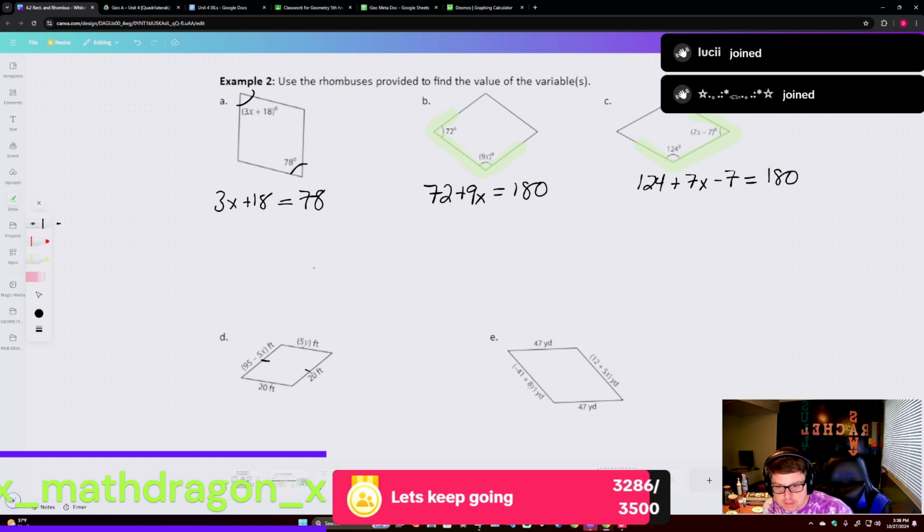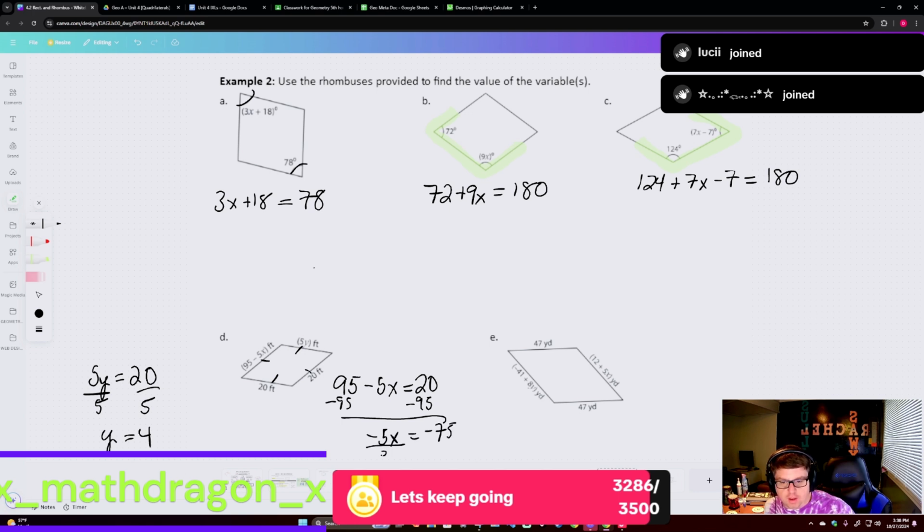Outside, opposite sides are all equal. So 5y equals 20. So y equals 4. And 95 minus 5x equals 20. So I get negative 5x equals negative 75 divided by negative 5. And x is going to equal 115.